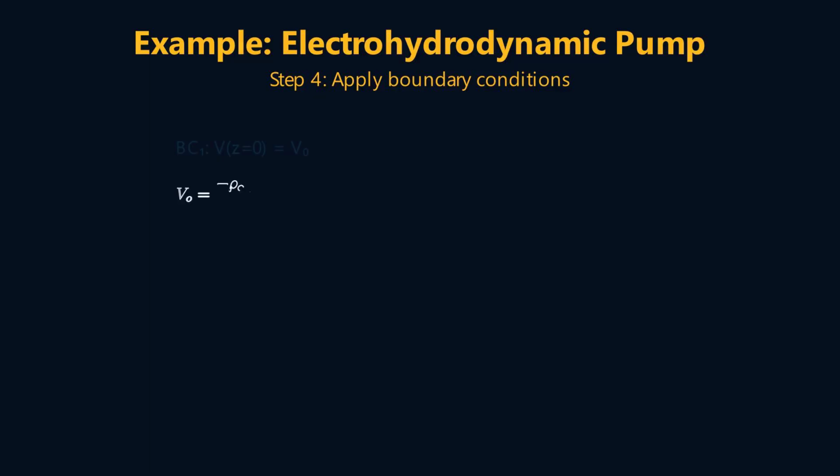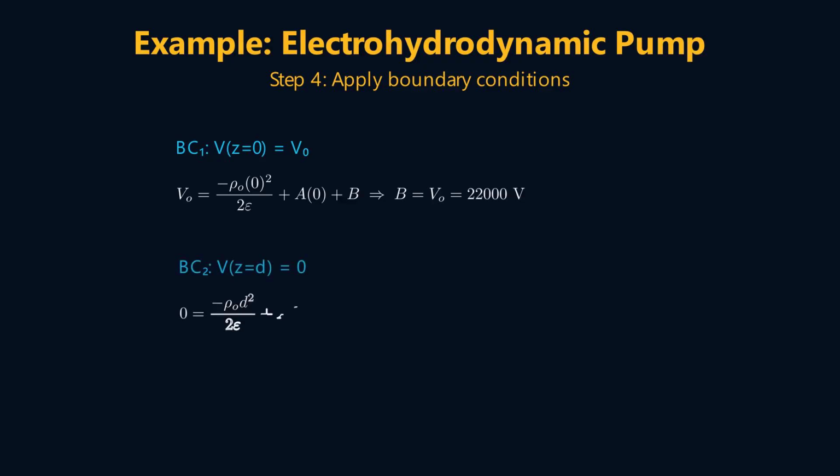Step 1. Since ρV is not 0, we use Poisson's equation. The potential depends only on z, so the Laplacian reduces to d squared V over dz squared equals negative ρO over epsilon. Step 2. Integrate once. dV over dz equals negative ρOz over epsilon plus a constant a. Step 3. Integrate again. V equals negative ρOz squared over 2 epsilon plus az plus b.